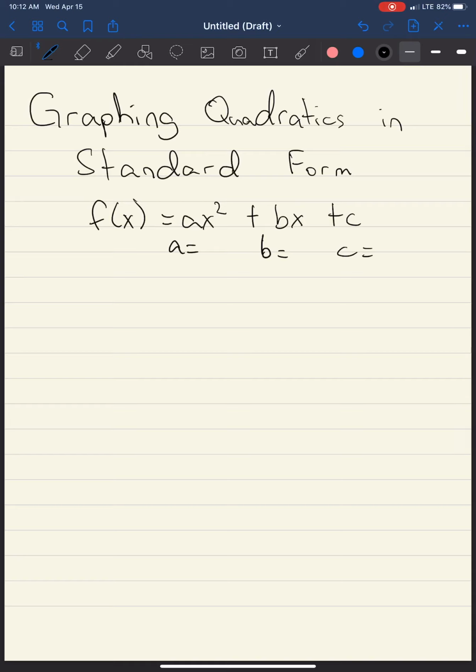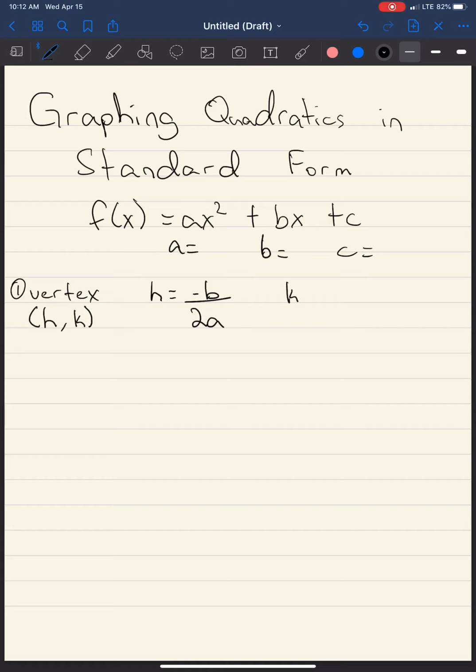Once you look at that and find A, B, and C, we can move on to what we were doing in vertex form. The first thing we're going to want to do is find our vertex. Our vertex is made up of H and K, but finding H and K is a little bit different. To find H, we do negative B over 2A. Once you find your A, B, and C, you can plug that in and find your H.